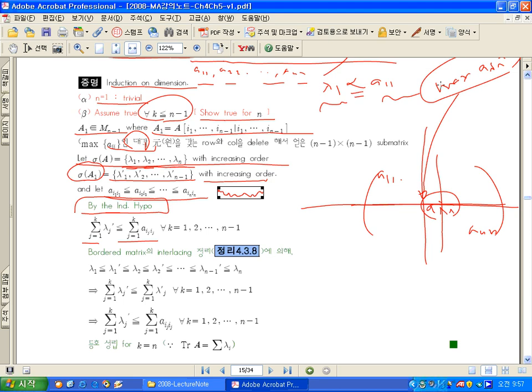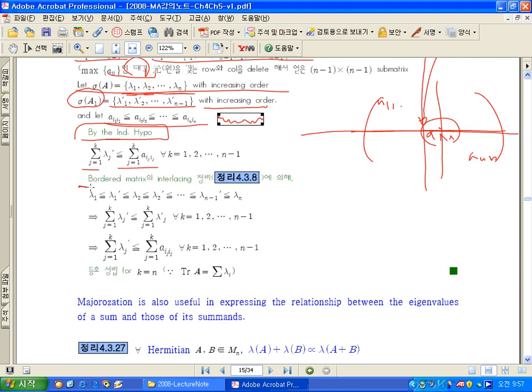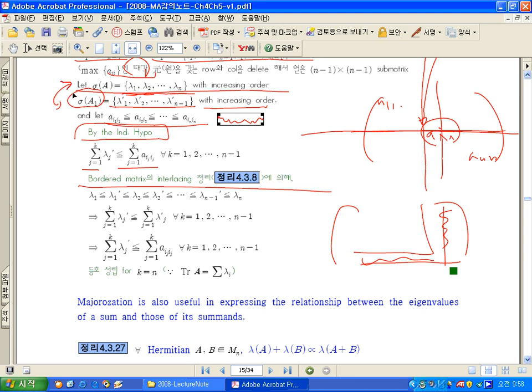Okay, then we recall the inner racing theorem for the bordered matrix. When we have a matrix and we just add one more row and column, then the eigenvalue structures have an inner racing property. So the eigenvalues of the bordered matrix A and the submatrix A1 have these properties: the eigenvalues appear in between.